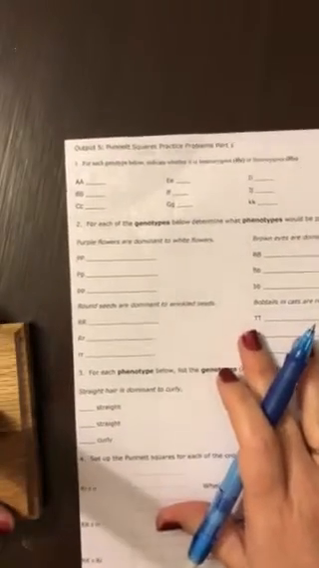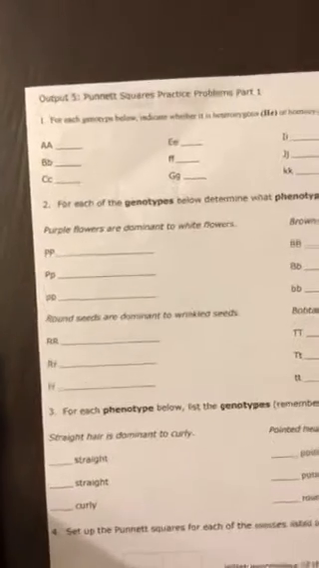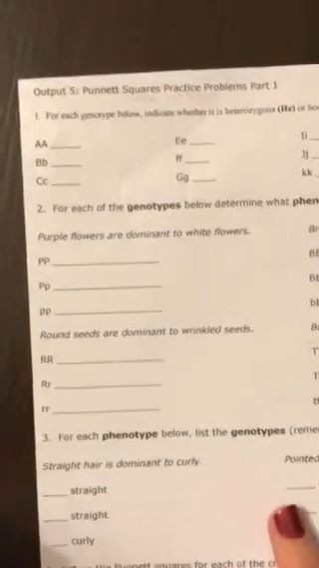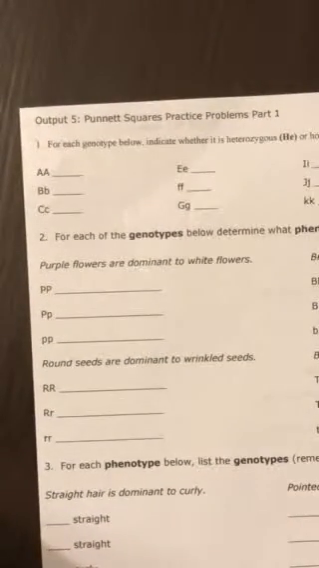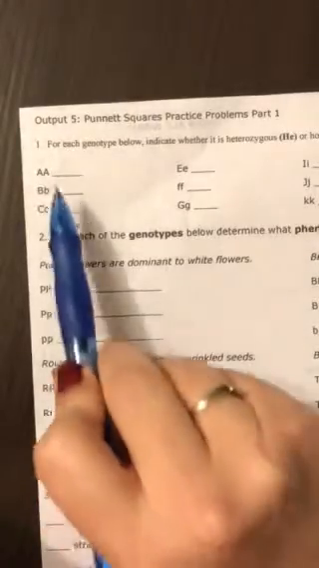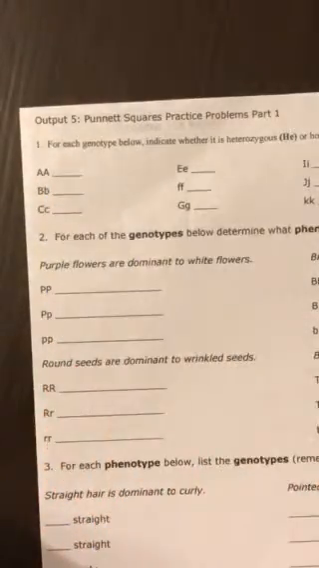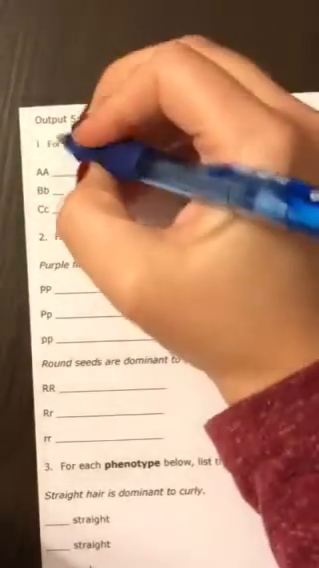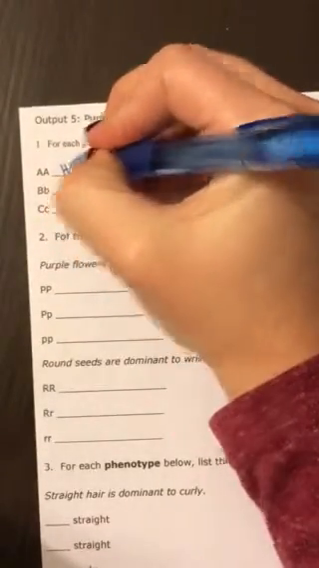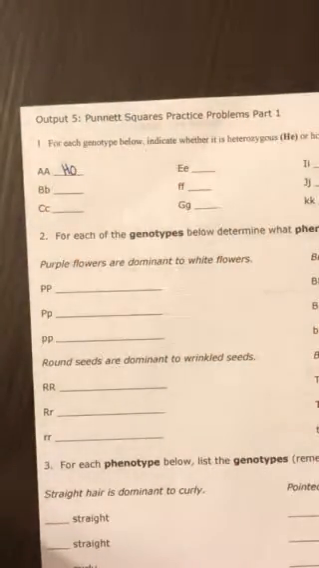So this first one is capital A, capital A. For that, you have to decide to yourself if those alleles match. If they match, they are homozygous. Remember that word part homo means same. So do these match? Big A, big A? Yes, they do. So you're going to write an HO to indicate that that is homozygous.